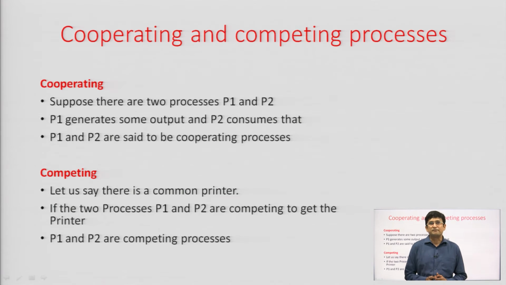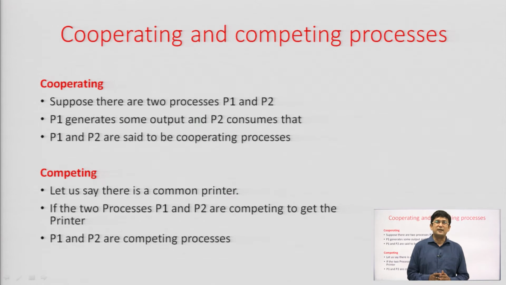And a cooperating process is one in which a process generates something and the other process consumes that thing. For example, a message is produced by a process and the same message is consumed by the other process. So, a mechanism would be required in this case so that whatever message has been produced by one process reaches the consuming process. So, cooperating processes and competing processes are the fundamentals for understanding synchronization. In both cases, synchronization is required.